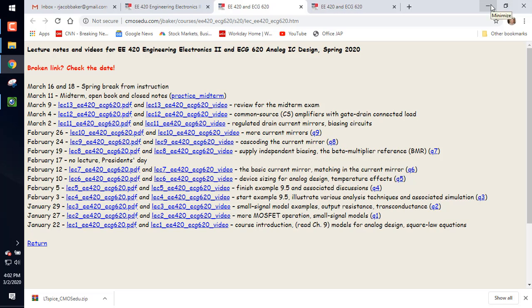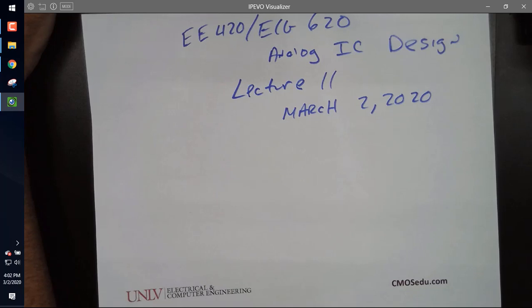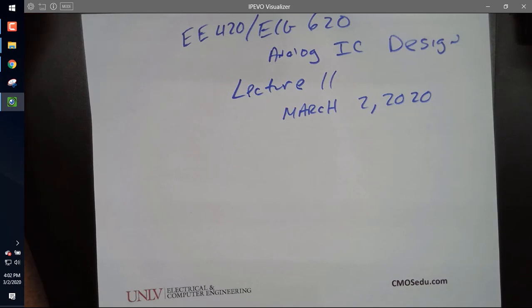All right, so what I want to cover is this last topology, which is the regulated drain current mirror. I want to go over a few different implementations. And then I want to talk again about the biasing circuits, and this time talk about the short channel biasing circuits. So everything's going well? We're understanding what's going on?